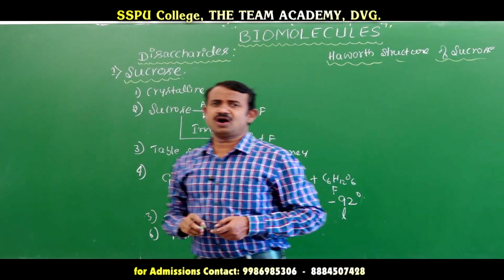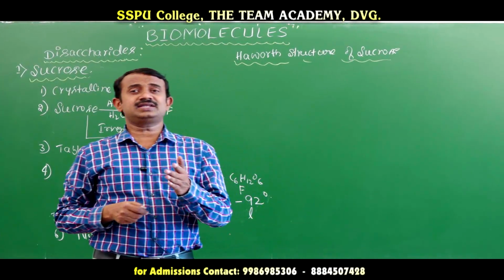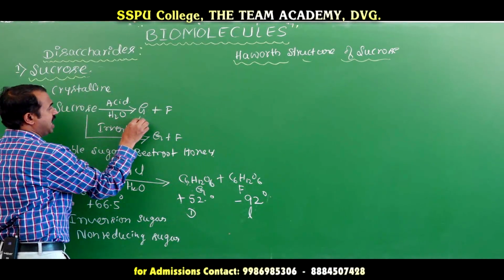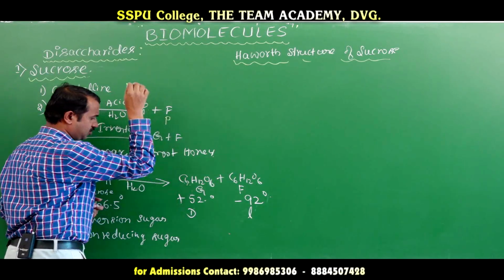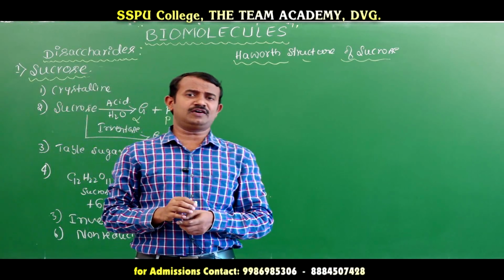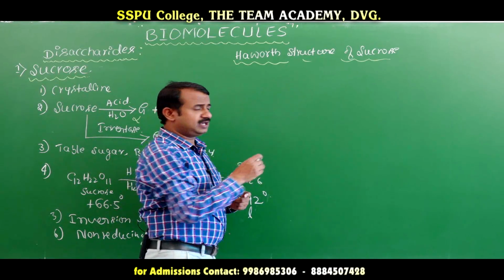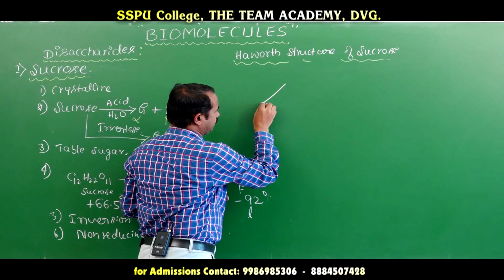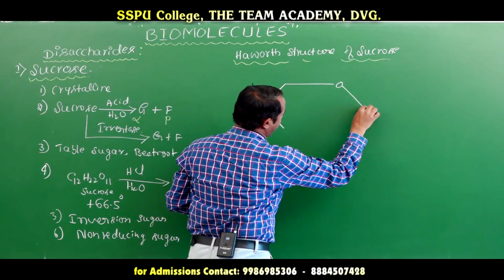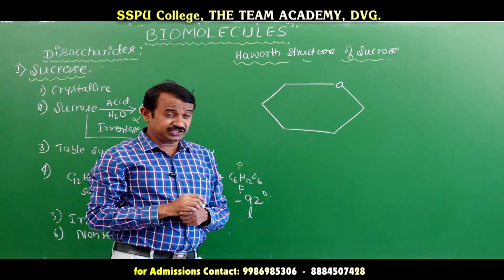The combination of alpha glucose and beta fructose. You should remember here it has alpha glucose and beta fructose. Here also alpha glucose, beta fructose. You should know the alpha glucose and beta fructose. Listen here, alpha glucose here. Okay, this is a pyranose.